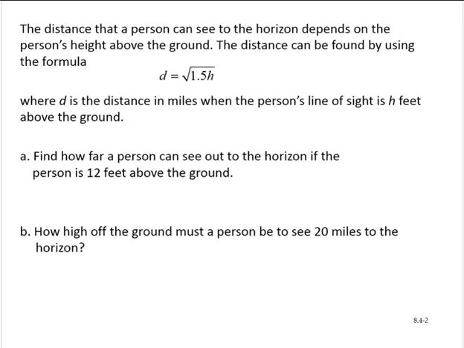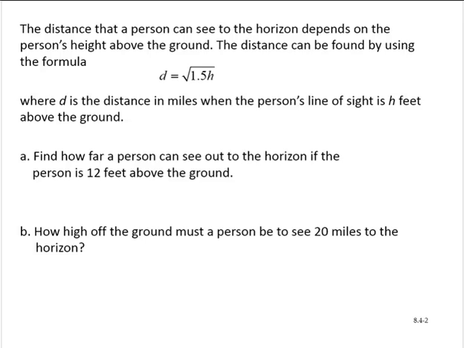The distance that a person can see to the horizon depends on the person's height above the ground. The distance can be found by using the formula d is equal to the square root of 1.5 times h, where d is the distance in miles when the person's line of sight is h feet above the ground.